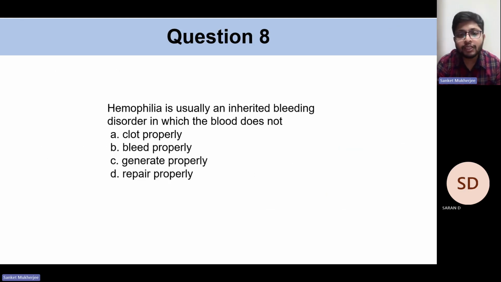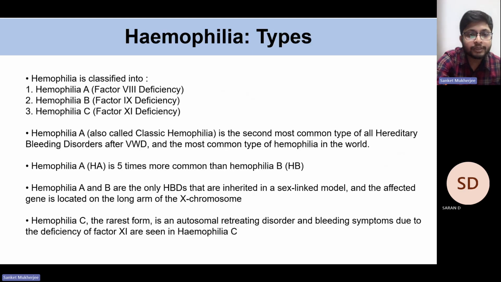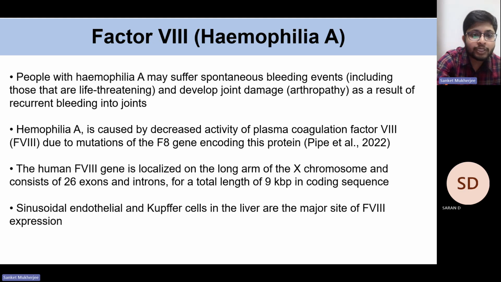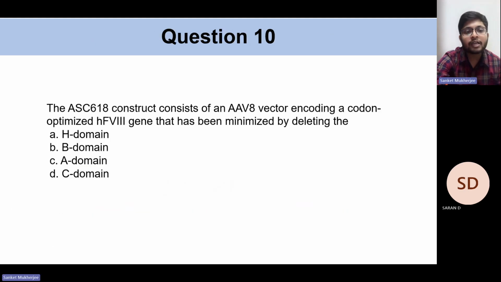After this, we have question number 8: hemophilia is usually an inherited bleeding disorder in which the blood does not clot properly. Then question number 9: the F8 gene is a large gene that comprises 26 exons. And then the final question: the ASC618 construct consists of an AAV8 adeno-associated viral vector encoding a codon optimized human factor VIII gene that has been minimized by deleting the B domain.